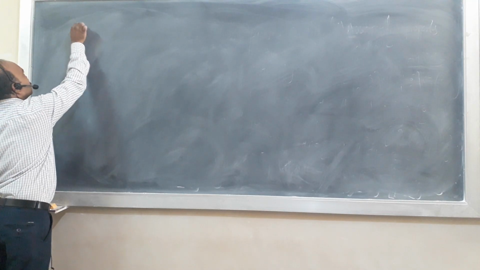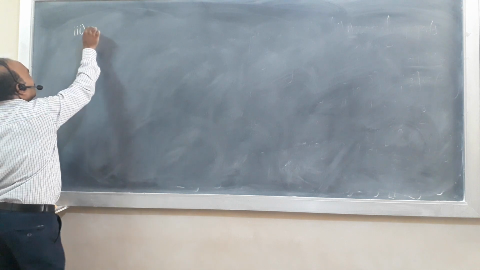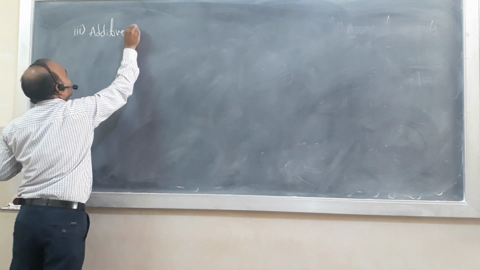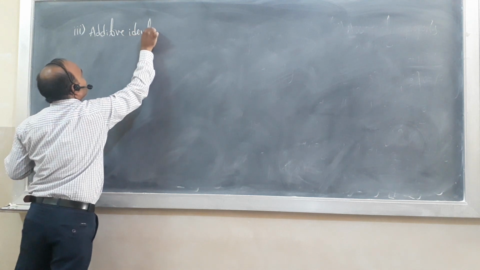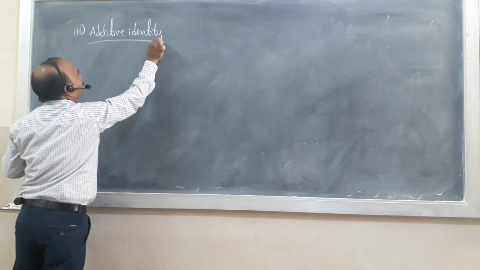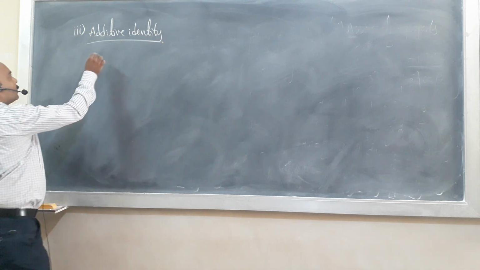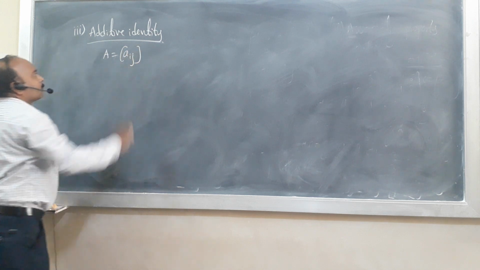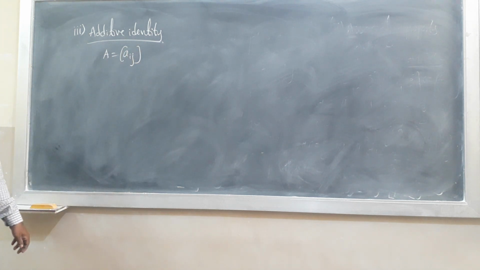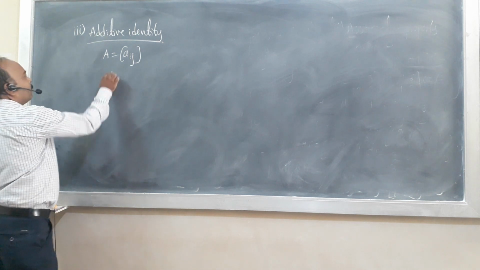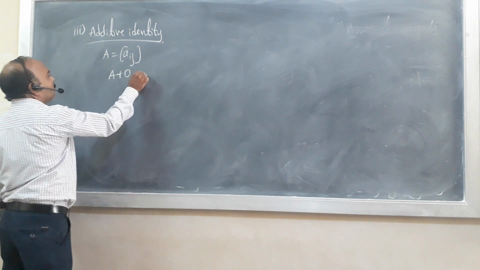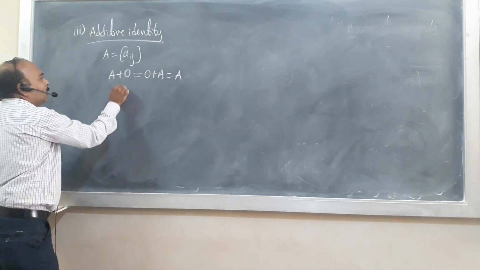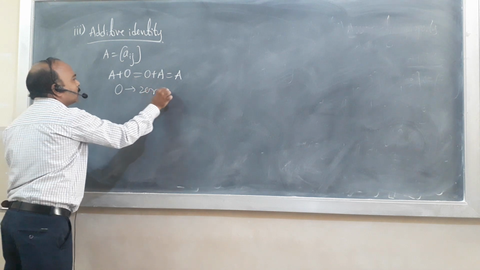Next property: additive identity. If we consider a given matrix A equal to Aij, then there exists a zero or null matrix O such that A plus O equal to O plus A equal to A. Here O is nothing but the zero or null matrix.